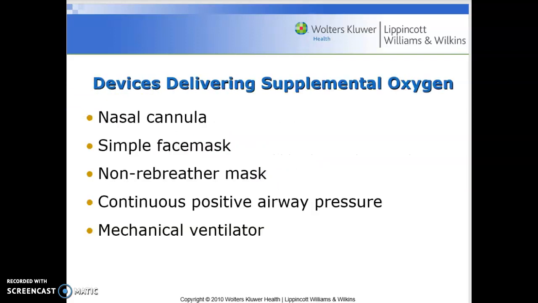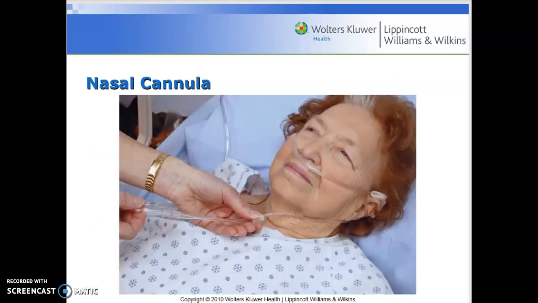Now we're going to talk about the different devices that are used to deliver supplemental oxygen. So if we see that a patient has a low oxygen level, then we can give them oxygen. And there's different devices here that we use for this. So we're going to talk about those. So first we're going to talk about the nasal cannula. This is the nasal cannula.